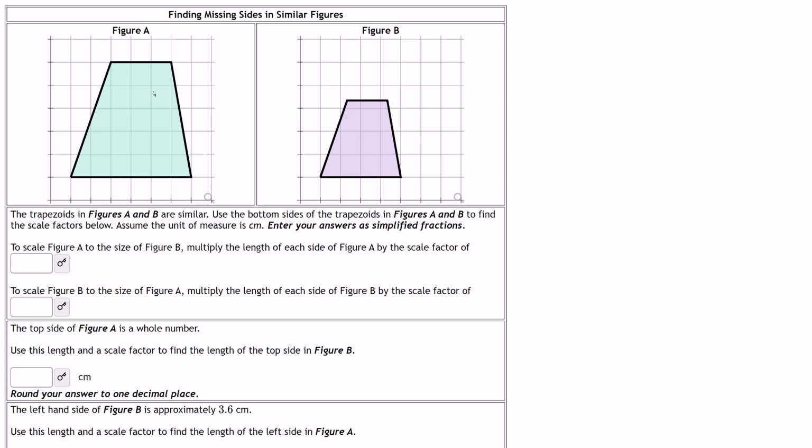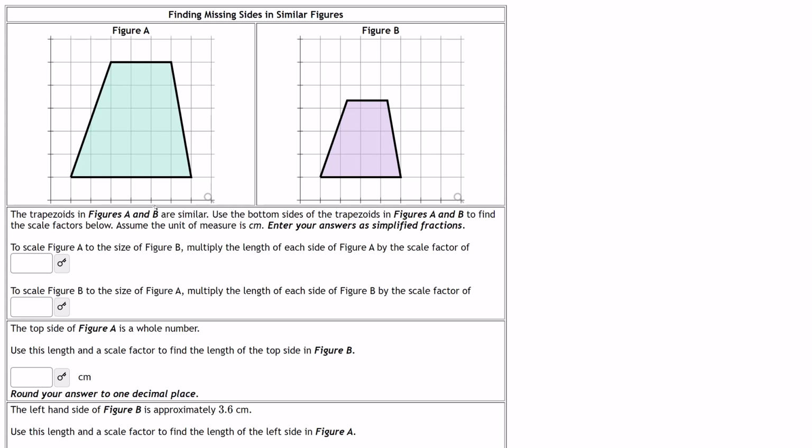All right, so in this question, we're given two polygons, figure A and figure B. And it says the trapezoids in figure A and B are similar. Use the bottom sides of the trapezoids in figure A and B to find the scale factors below. Assume the unit of measurement is centimeters, and then enter your answer as simplified fractions. So the first part here says to scale figure A to the size of figure B, multiply the length of each side of figure A by the scale factor of.